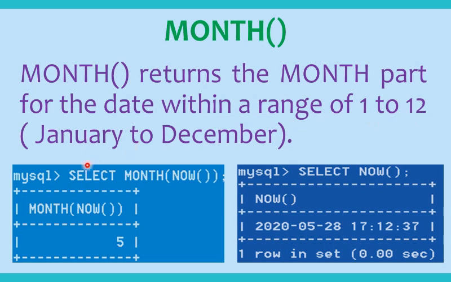Let's see the example. The command is written: select month within brackets now. Now we are using it to get the current date and time. It will give us the current date and time in this format. Here the output of now will become the input for the month function, and the month function will extract the month part and show the month, that is 5, as the current date is 28th May. So 5th month. So it returns 5.